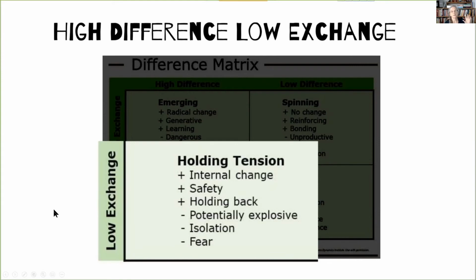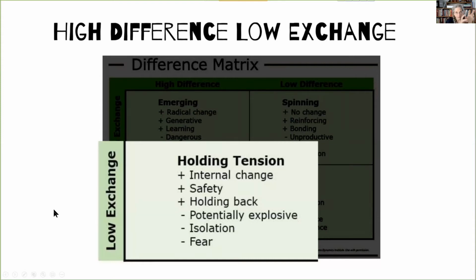I think in the United States, we have gone in the last decade and last 5 years from a high difference, low exchange situation into a high difference, high exchange situation without enough connectivity. But this is where we'll be, it might actually force us to start to make some internal changes because we're not focusing outward. We're focusing inward. It's safer and people are holding back, but it's also potentially explosive, as we have seen, and isolating and fearful.